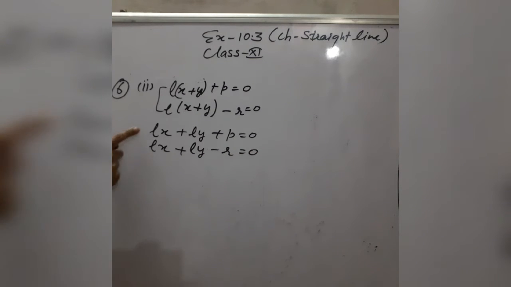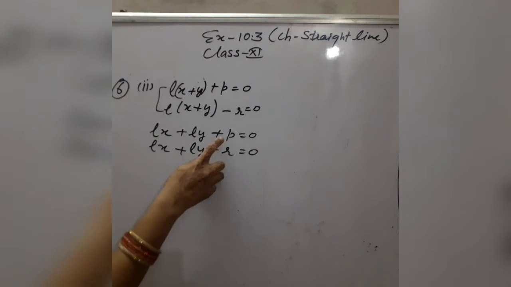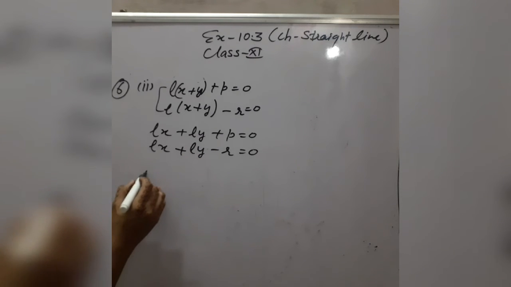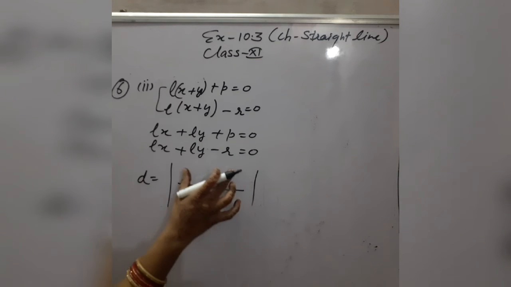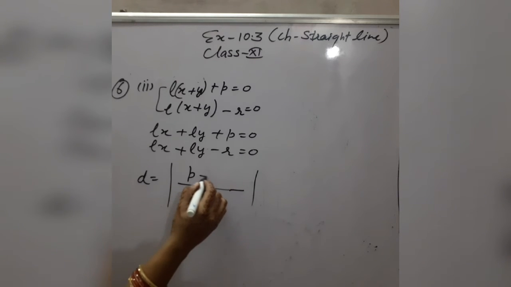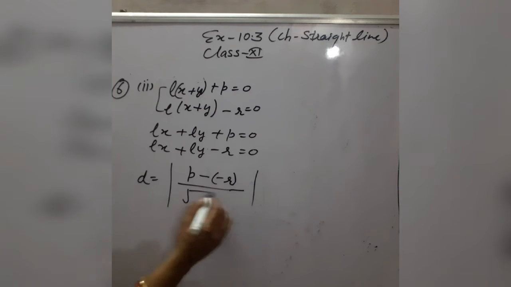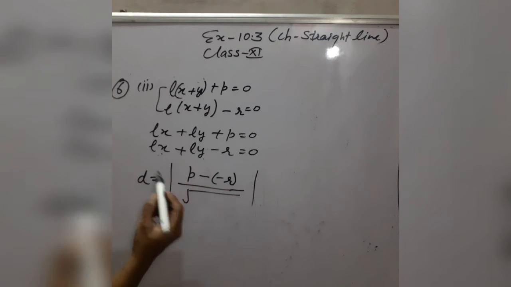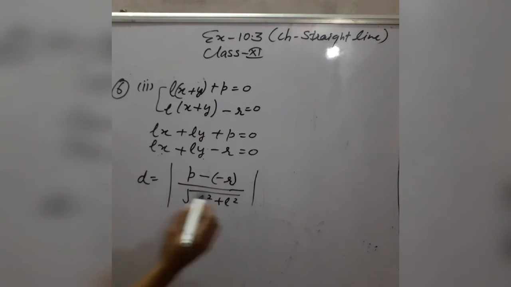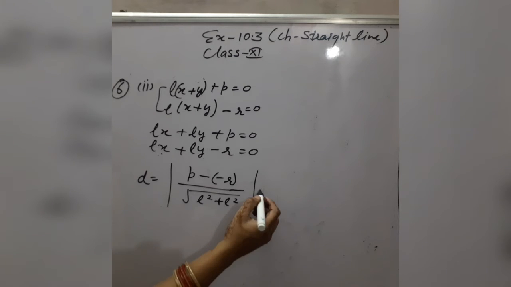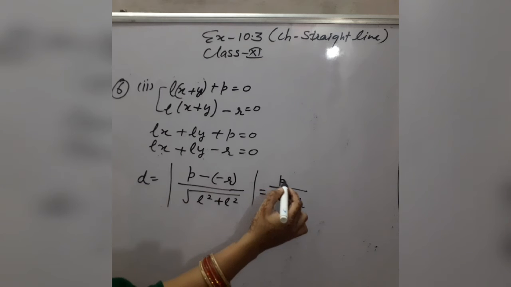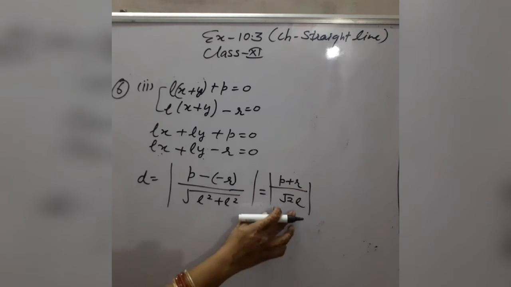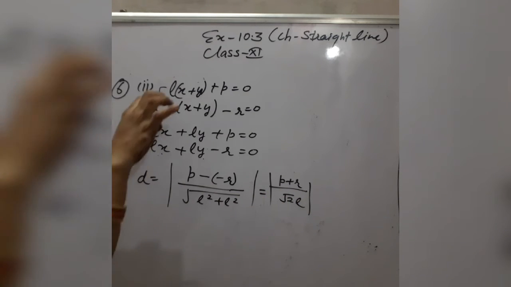If you see here, the coefficients of x and y are the same. It means these two lines are parallel, only the constant terms are different. So we will use the formula for the distance between two parallel lines. In the numerator you take the difference of the two constant terms, p minus minus r, divided by the root of the sum of squares of the coefficients of x and y, l squared plus l squared. So it becomes root of 2l squared, which is root 2 l, and minus minus becomes plus, so it becomes p + r. This is the value of the distance between two parallel lines.